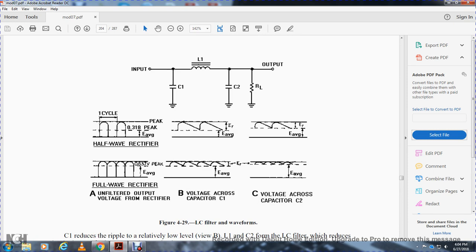Figure 4-29 shows the LC filter waveforms. The input capacitor C1, inductor L1, capacitor C2, load resistance, half wave rectifier, one cycle, 3.18 peak to peak average.